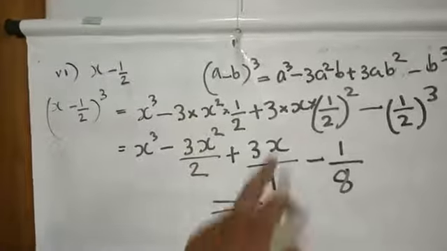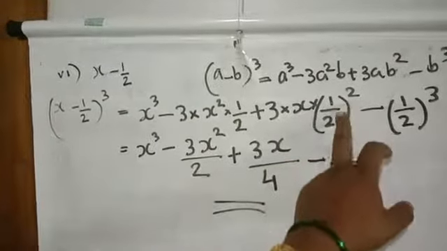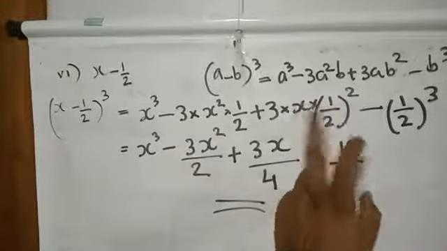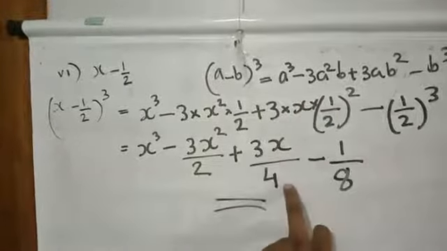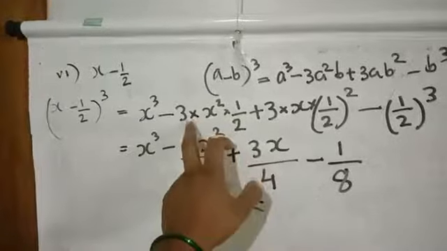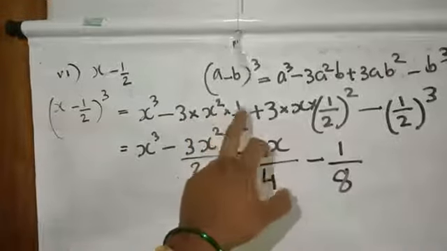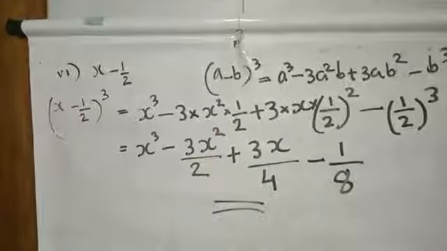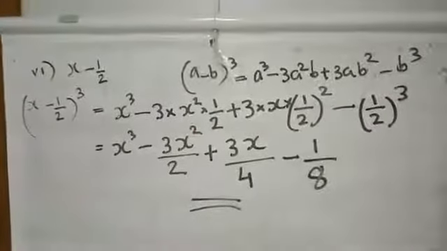Okay. Here 3x. What is the square of 1 by 2? 1 by 4. So 3 into x into 1, 3x, in denominator it is 4. Same way here also. 3 into x square, 3x square into 1, 3x square, in denominator it is 2. Clear? Okay.